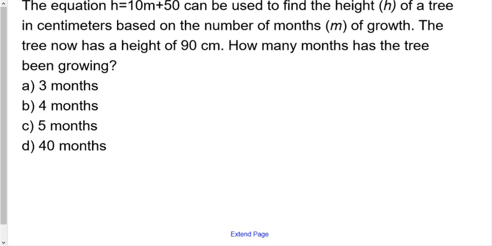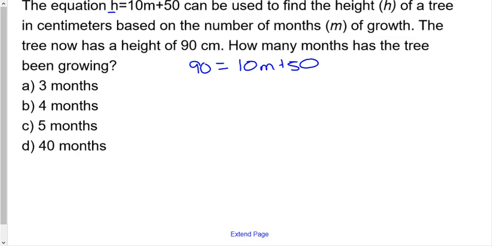All right. In this, we're also going to have some word problems. A lot of times they're going to give you the equation and you just have to plug a number in and solve. So it says the equation h equals 10m plus 50 can be used to find the height h of a tree in centimeters based on the number of months of growth. The tree is now 90. So we know the height is 90, so you're putting 90 in for h. And it says, after how many months has the tree been growing? So basically we need to solve this for m.